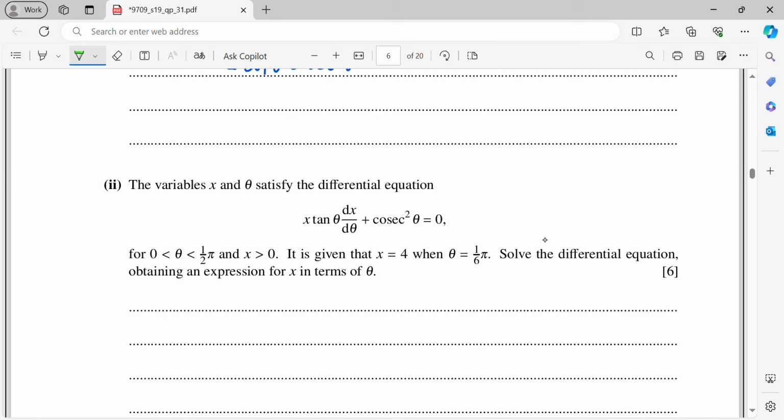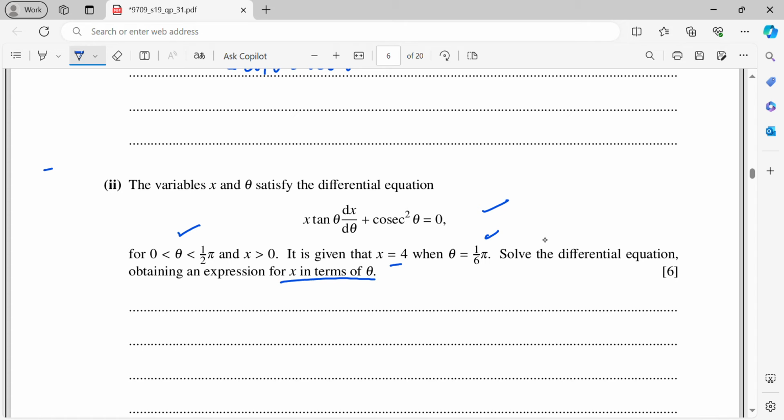Now question number 2, part 2. The variables x and theta satisfy the differential equation x tan theta dx/d theta plus cosec squared theta equals 0, for theta between 0 and half pi, and x is greater than 0. It's given that x equals 4 when theta equals 1/6 pi. Solve the differential equation, obtaining x in terms of theta.